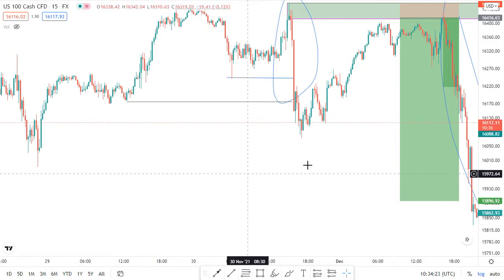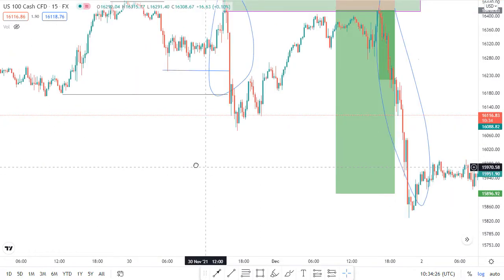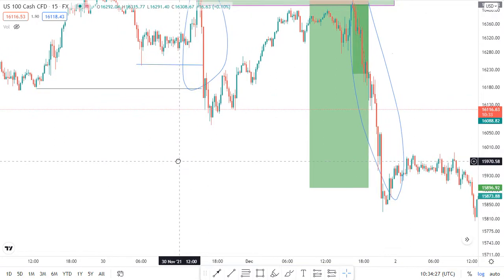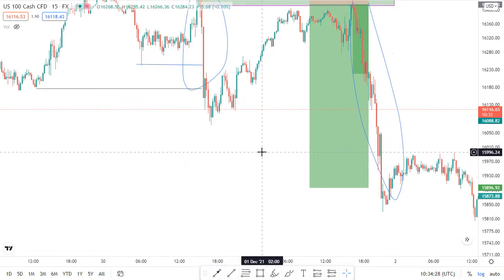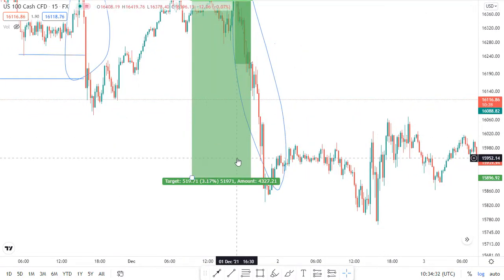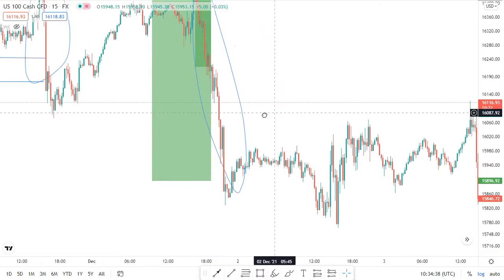So now the market changed character. It changed to bearish, right? So I took out my trade. I think here I made around $300, if I'm not mistaken, it was 300 and something.